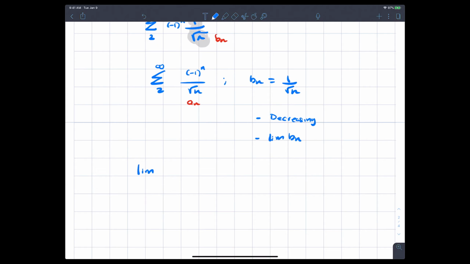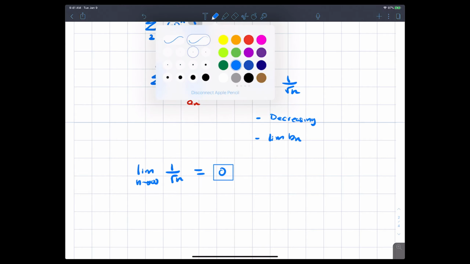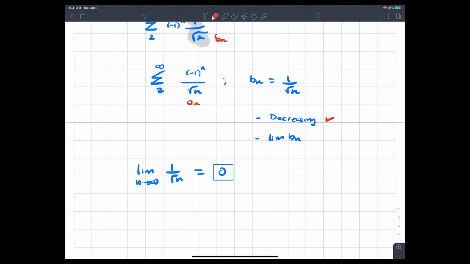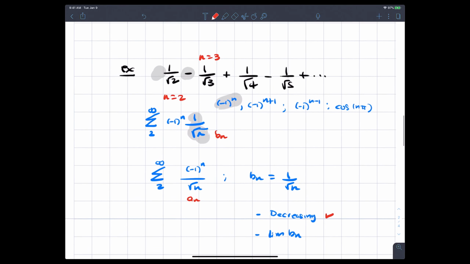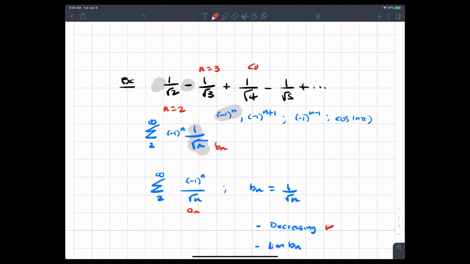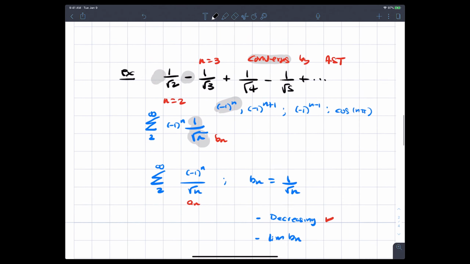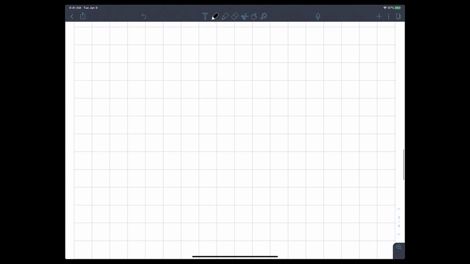So our limit of 1 over the square root of n, as n gets big, we know this is also 0. So we satisfied the two criteria, decreasing, and the limit is 0. And so this means that this particular series converges by the alternating series test. So it converges. So here's another illustration of that test. Pretty good test.